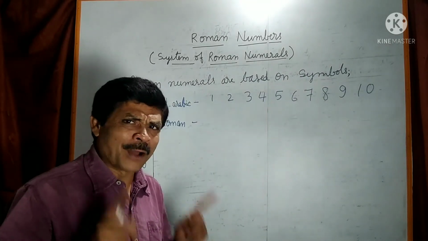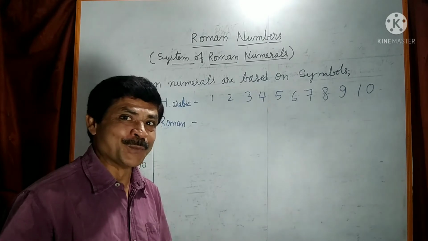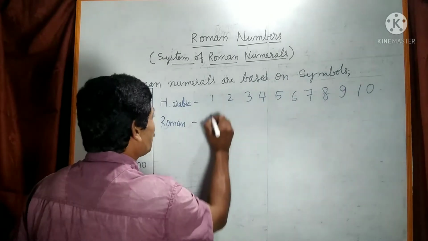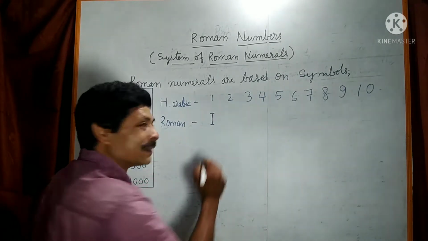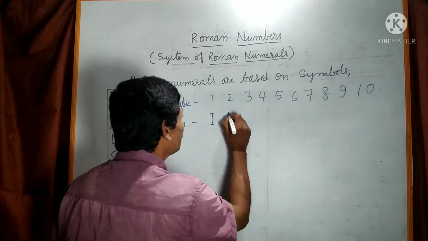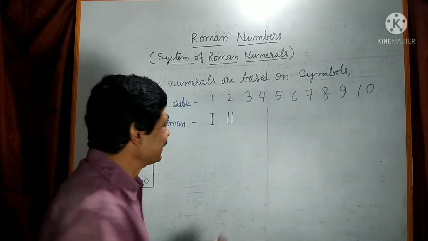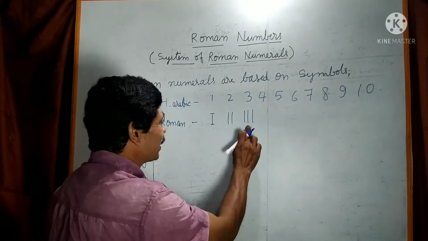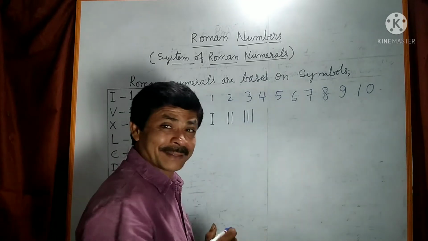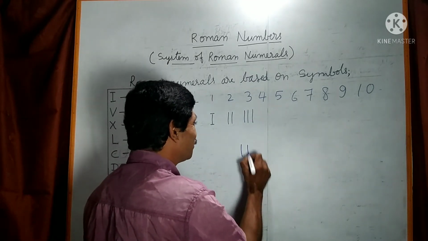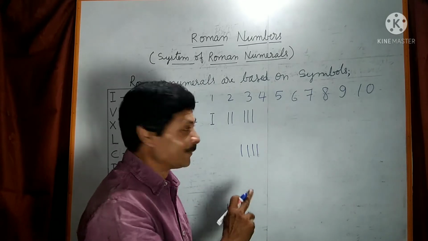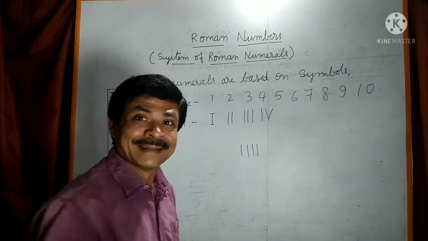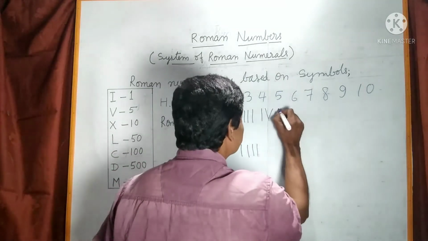Now we have learned all the rules of the system of Roman numerals. Shall we write 1 to 10? Come, let us write. 1 can be written as I. 2 is I I. 3 is I I I, 1 plus 1 plus 1. 4, we cannot write 4 times I. 1, 2, 3, 4. We cannot write it. We have to write 5 minus 1 is equal to 4. 5 is V.